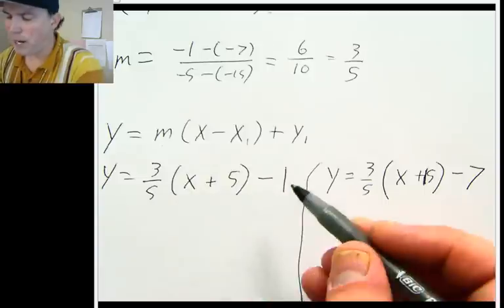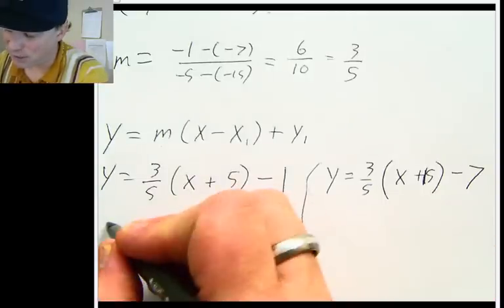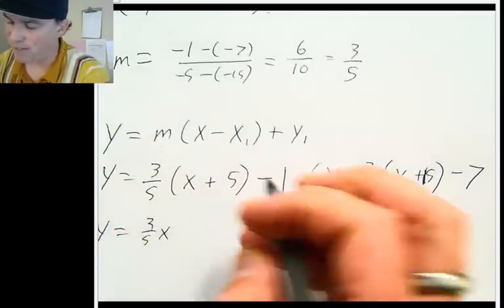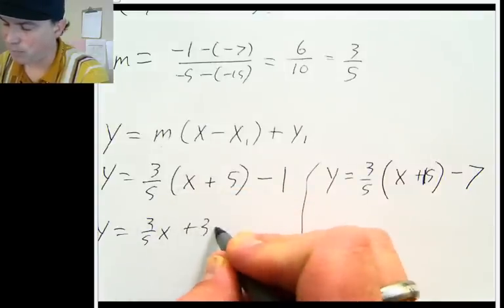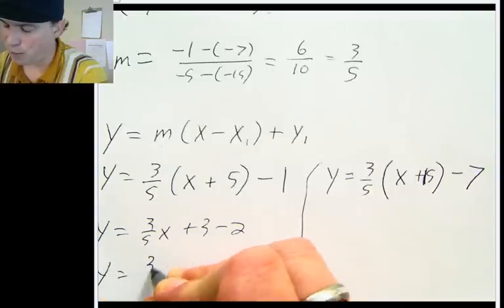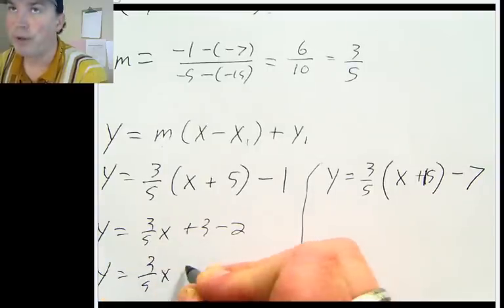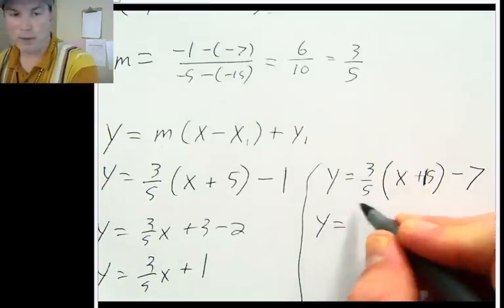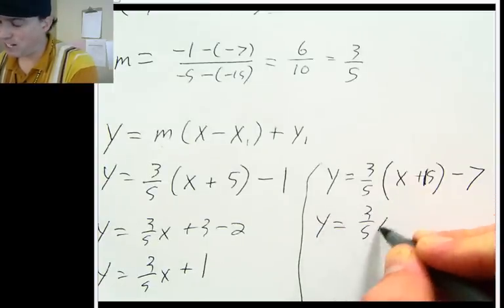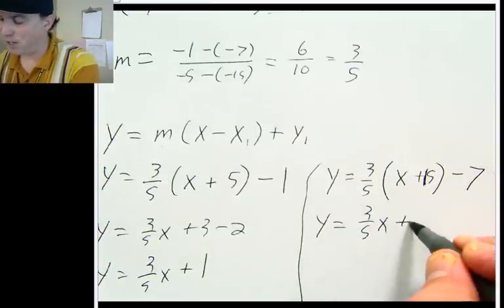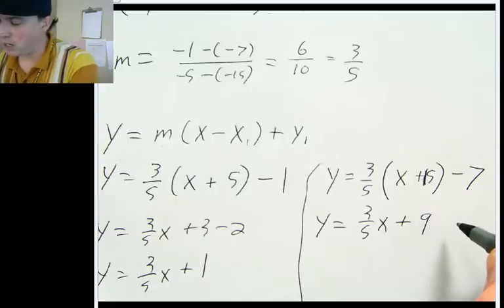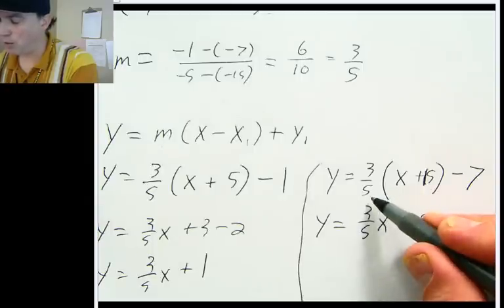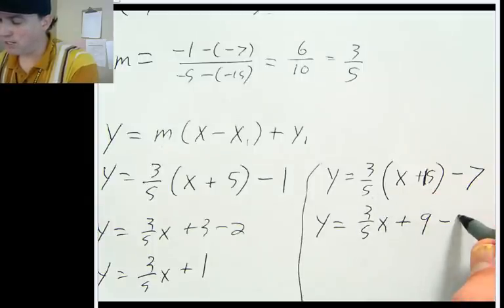Well, we could multiply it out. If you distribute the 3/5, 3/5 times x is 3/5x, 3/5 times 5 is 3, and in this case I'd get 3/5x + 3 - 2, that adds up to 1. On my other equation, distribute the 3/5: 3/5x, 3/5 times 15 is 9. Wait a minute, is it? 15 divided by 5 is 3. 3 times 3 is 9. Minus 7.